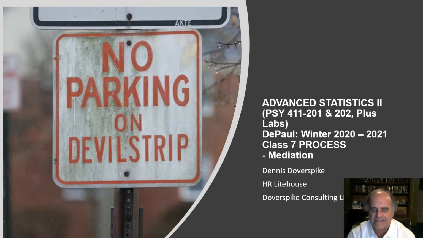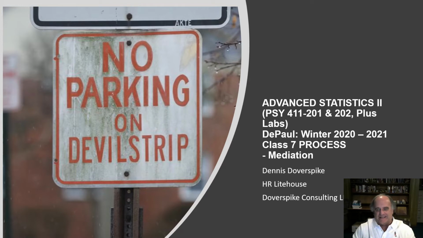And in class 7, we're going to in a sense take a step back, one or two steps back. We're going to discuss really mediation, and we'll discuss mediation within the process model. So we're going to discuss how to do mediation or mediation analysis. And specifically, in discussing mediation, we're going to look at the Hayes process model.